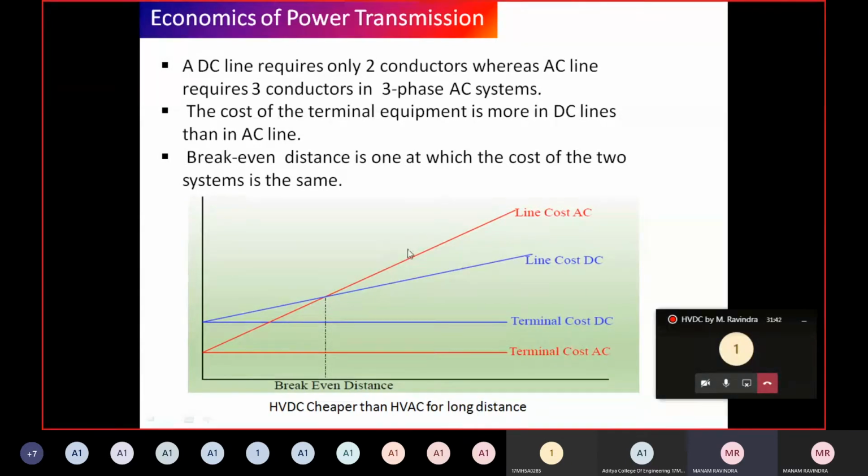But when we compare to AC, for long transmission of power, this is the best one. That means DC transmission is the one we consider better. Also, a DC line requires 2 conductors, whereas an AC line requires 3 conductors. Comparing 2 conductors, 3 conductors is very high, and the production cost of 3 conductors is also very high. The cost of the terminal equipment is more in DC lines than AC lines. We have already discussed it. This point is considered as break-even, the intersecting point of line cost AC and line cost DC, where the cost is the same for AC and DC. That is called the break-even distance.